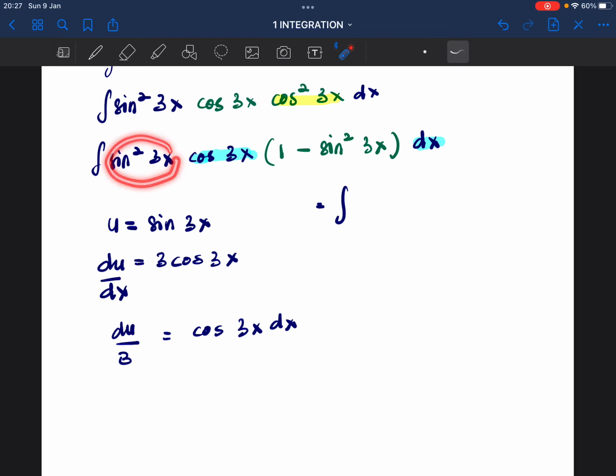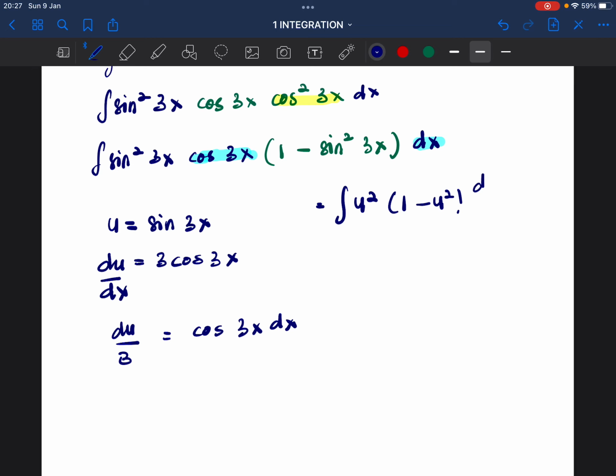Sin square 3x. Okay, so your u is sin 3x. That means that will be u square. Okay, 1 minus sin square 3x. That will be 1 minus u square. Okay, 1 minus u square. So all that is left is cos 3x dx. Okay, that is du over 3.